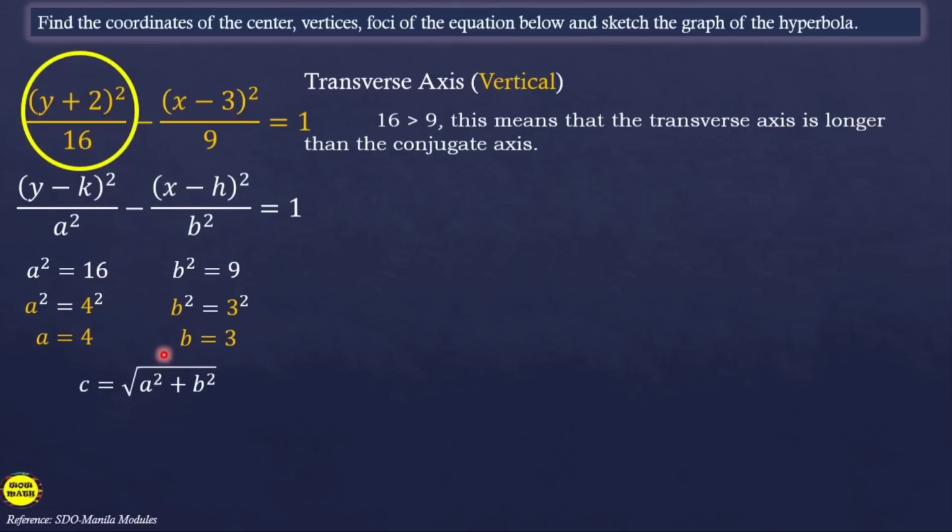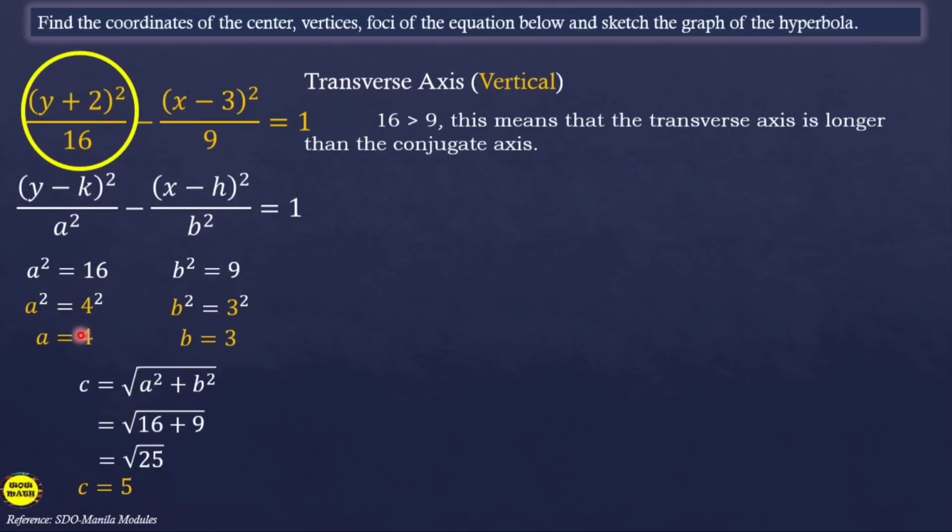So that is the value of B. And for the value of C, C is equal to the square root of A squared plus B squared. So A squared is 16, B squared is 9, then add 16 plus 9, that is 25, square root of 25, the answer is 5.